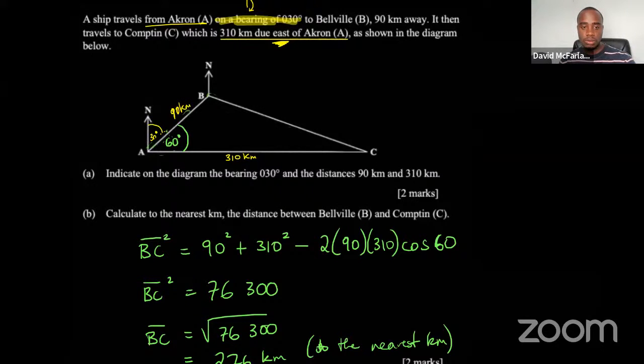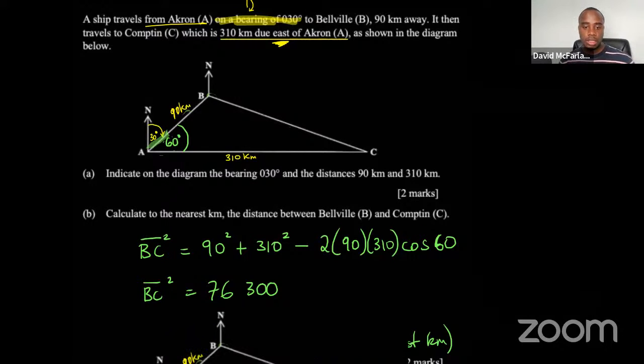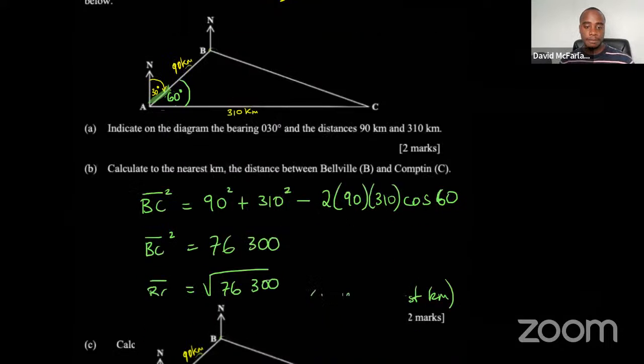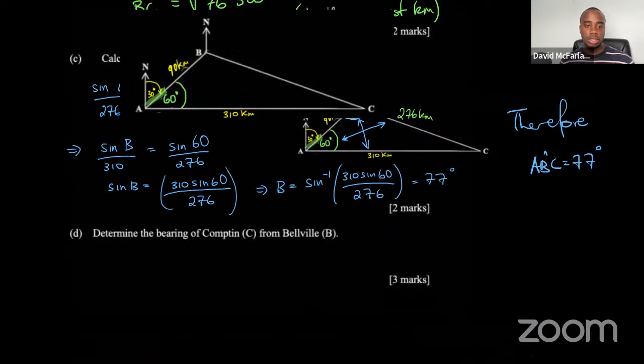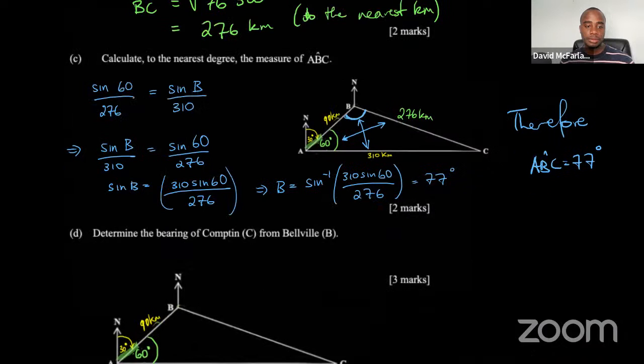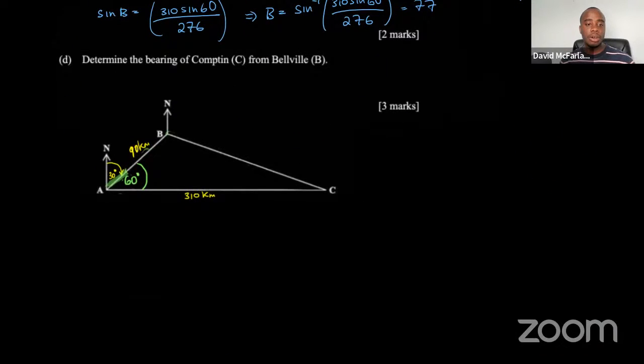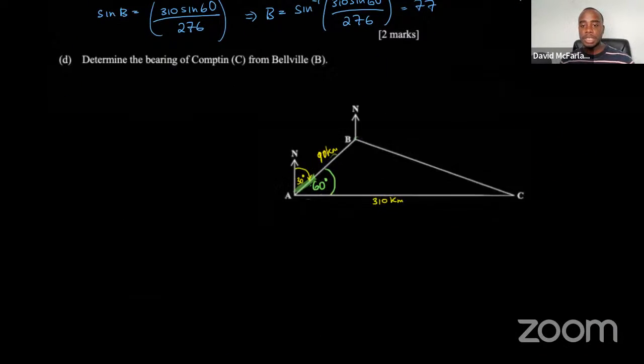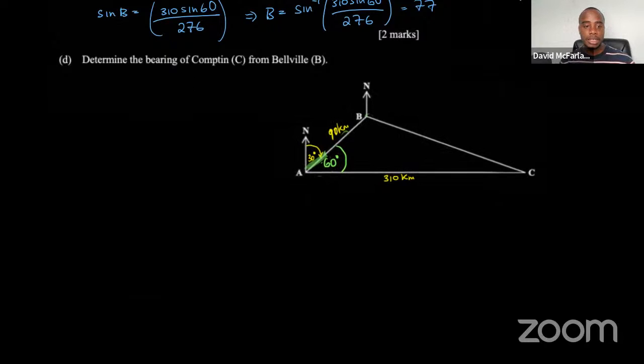So what else do we need? Let's cut this and copy this. So we just figure out the angle ABC. And now let me put in that information. This part of the question is 3 marks, by the way. So we figured out this is 276 kilometers. We figured out that this is 77 degrees.